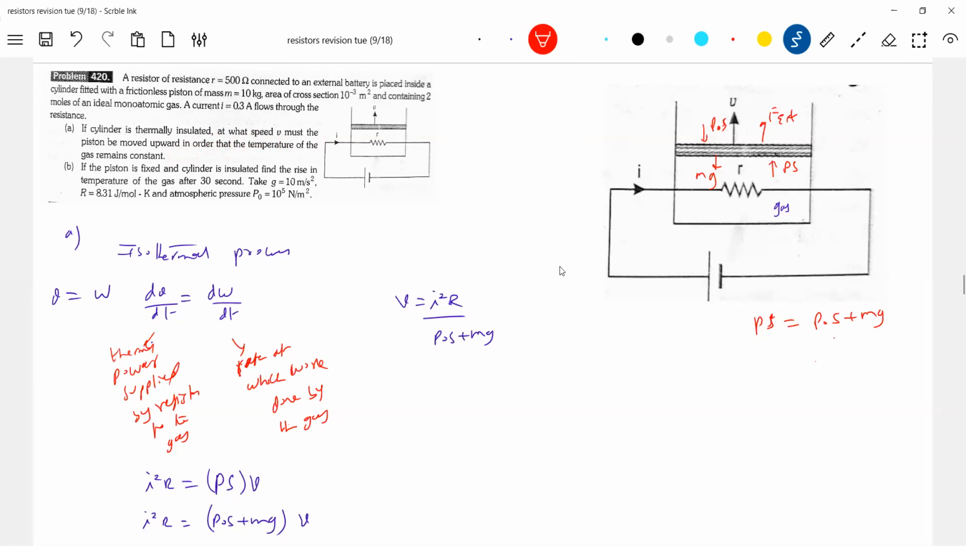But at what speed V must the piston be moved upward? There we should remove P and write nRT by V, and then we can do anything. It is not PS into V, sorry. I'll do one thing. The question says: at what speed V must the piston be moved upward in order that the temperature of the gas remains constant?